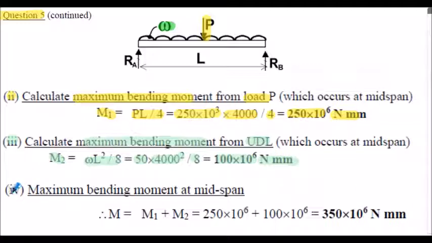So step 4, to find the maximum bending moment at the midspan, we simply summate the above values. So the maximum bending moment is equal to the bending moment from the point load, 250 times 10 to the 6 newton millimeters, added to the bending moment from the UDL case, so add 100 times 10 to the 6. So the maximum bending moment is 350 times 10 to the 6 newton millimeters.